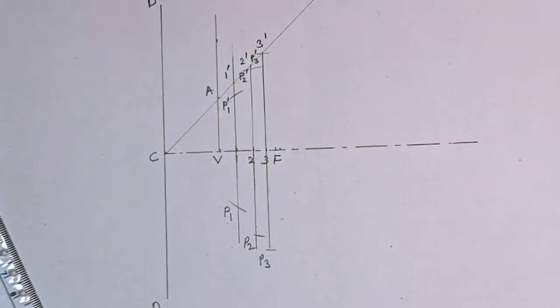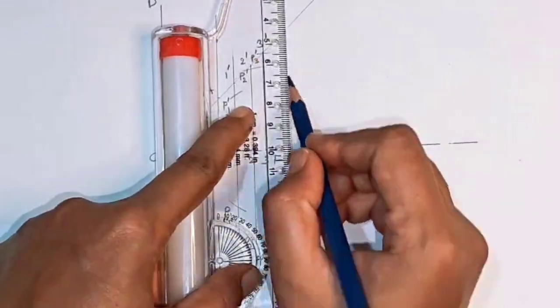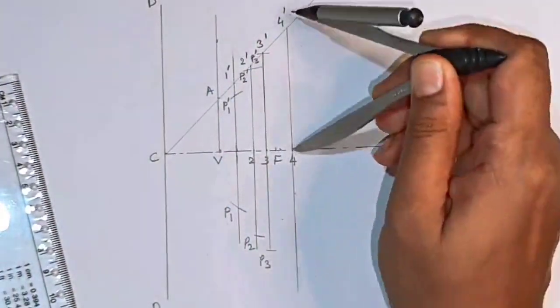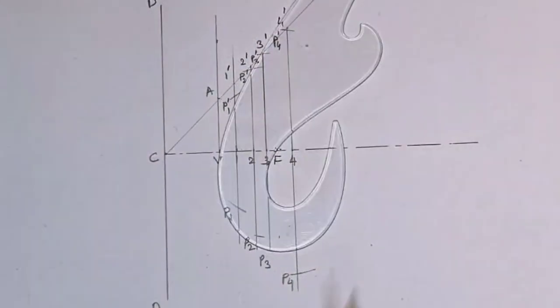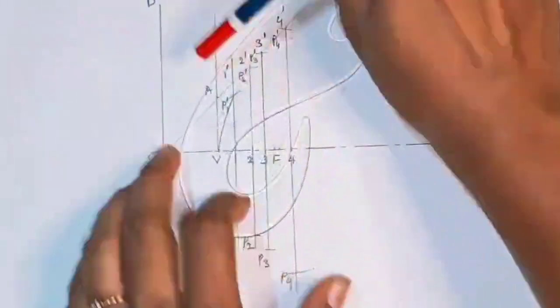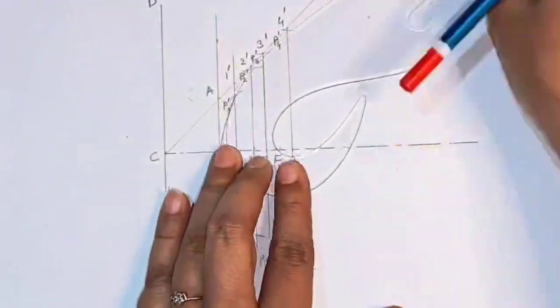Add one extra fourth point on the right side of the focus to get a smoother and more accurate parabola. With a French curve, join all the points P1, P2, P3, P4 and complete the parabola.